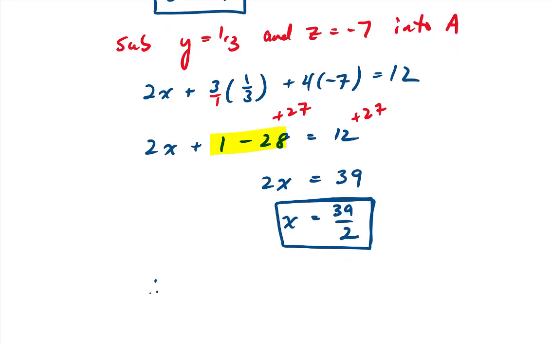So we can say, therefore, x, y, z is equal to 39 over 2, 1/3, and negative 7. So there are the values for x, y, and z for this system of equations.